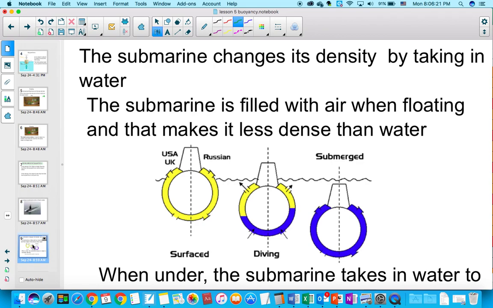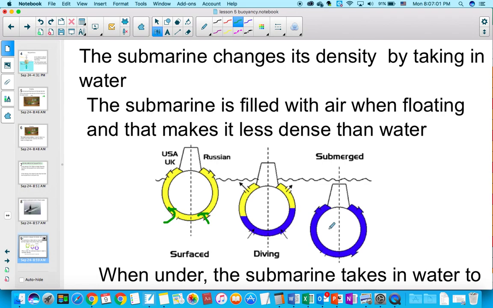Well, if you were to look inside a submarine, you would see it has something called ballast tanks. And when the submarine's floating, the ballast tanks are filled with air. And this air makes the submarine less dense, because air is less dense than water. But then the submarine wants to sink. So then the ballast tanks will suck in more water. And as water is flooded into these ballast tanks, the density of the submarine goes up, because air is less dense than water. So by taking in water, you're making the submarine more dense. And so the submarine will sink.